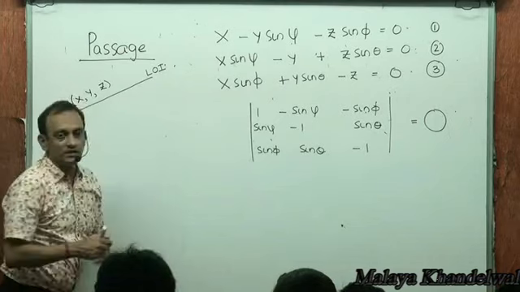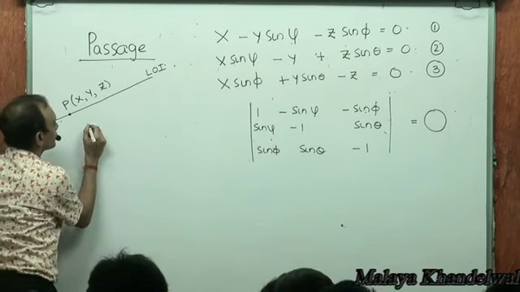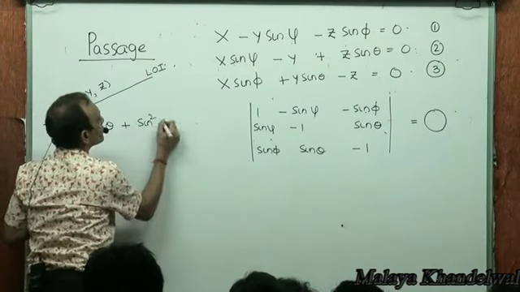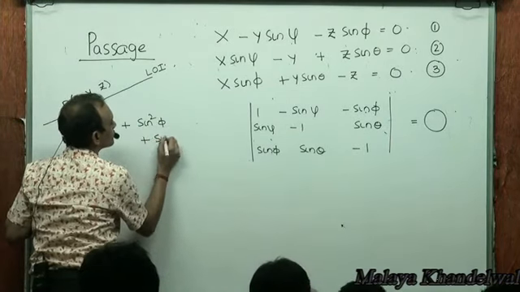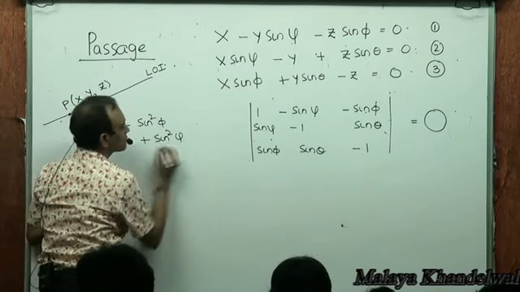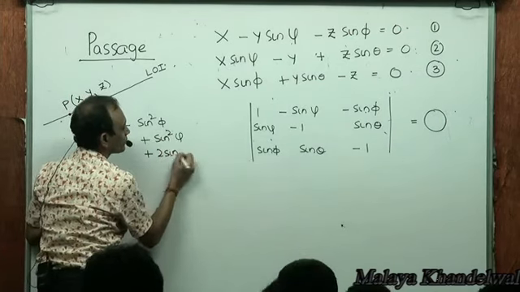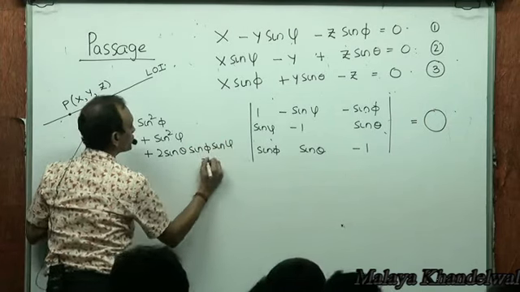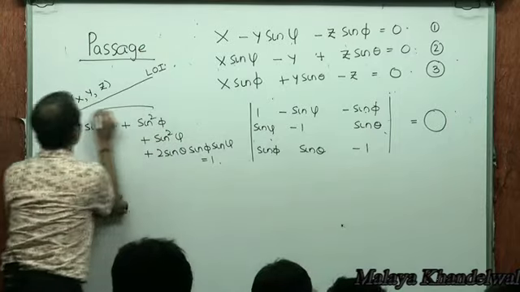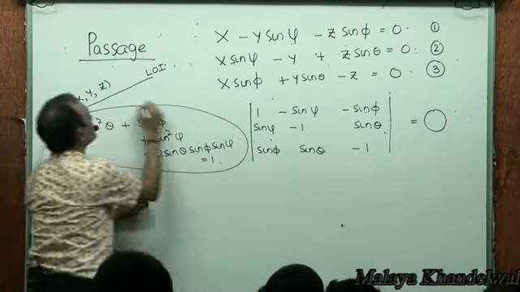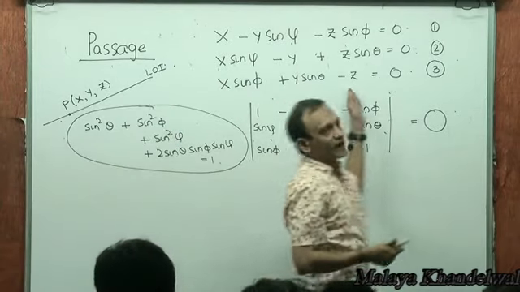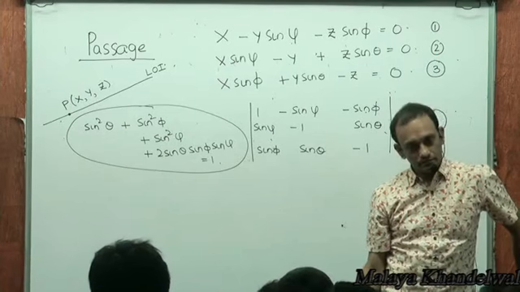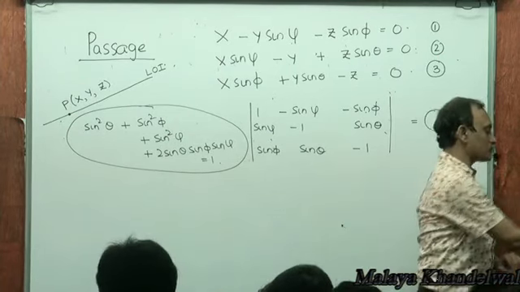Have you simplified this? How much does it turn out to be? Okay. Sine square theta plus sine square phi plus sine square xi is equal to 1. Alright, so this is the condition so that the three planes intersect along a line. There are non-trivial solutions of 1, 2, and 3. Okay, that's part 1 of the problem.